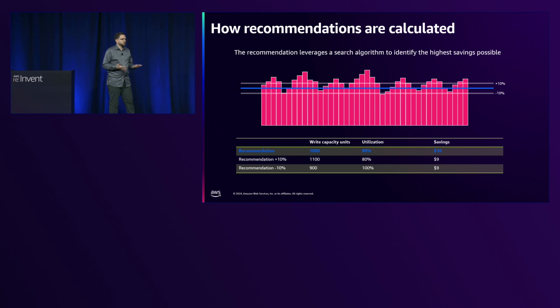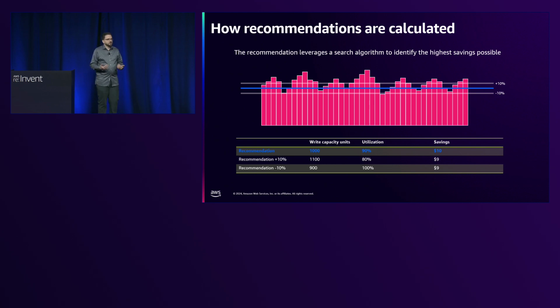So what our recommendations are doing is attempting to simulate purchases at all sorts of different purchase amounts. So in this case, we're looking at how many write capacity units should we reserve. And our algorithm will go through, and it uses a search algorithm that runs a bunch of simulations on how much savings would occur if we bought at a bunch of different capacity amounts. So in this case, it's gonna test, like, what if we bought 1,100 write capacity units, what if we bought 1,000, what if we bought 900? And it does that pretty extensively to find the one purchase amount that has the highest total savings amount.